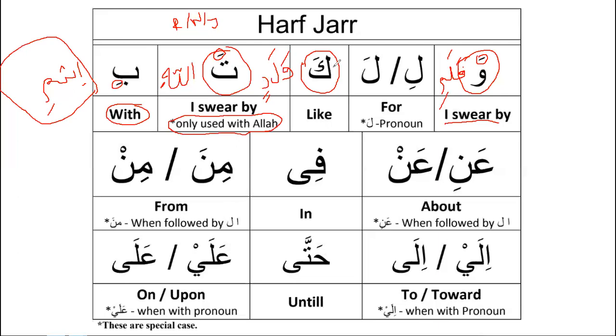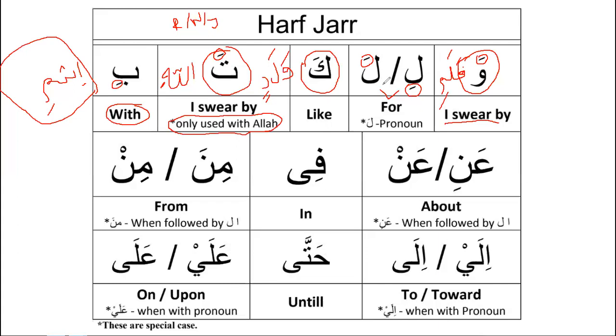Like son. Okay? So you got the idea, right? So ba means with, ta means I swear by and is only used with Allah. Ka means like. La means for. And la can come both ways: either as la or as li. La can come only with pronouns, and li can come with all other ism.